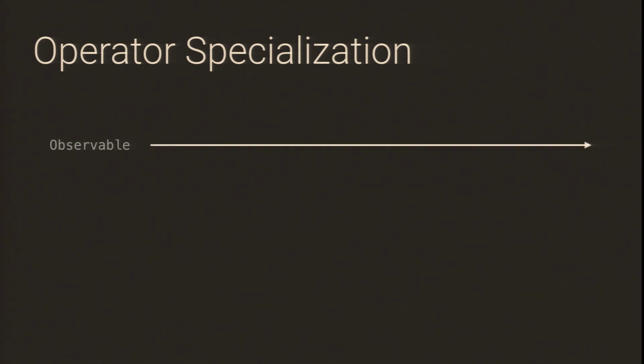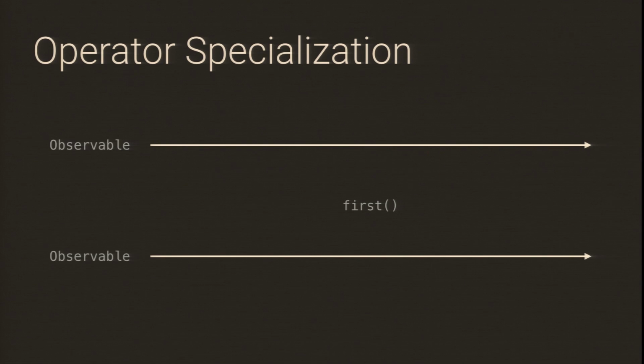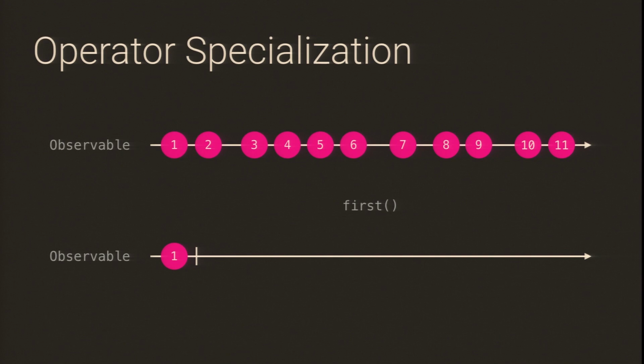So, I talked about the specialized sources, the single, completable, and maybe. And I want to show where they actually come up in the context of operators. So, given an observable that returns numbers, you can call an operator on it. Maybe first. And first is going to return you a new source that only emits the first item from the original stream. And so if you used RxJava 1, what you would get is an observable that only has a single item and then immediately completes after that single item.